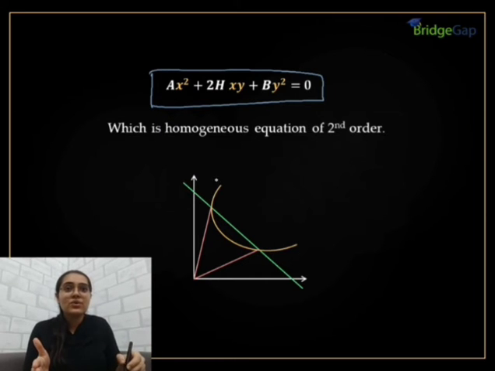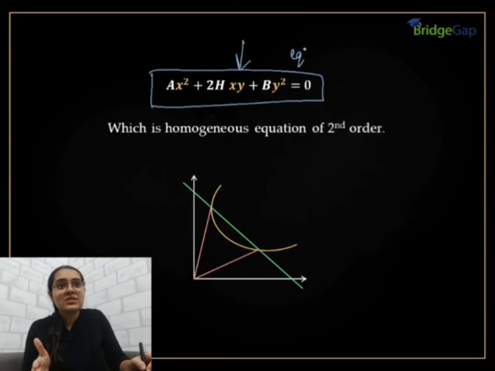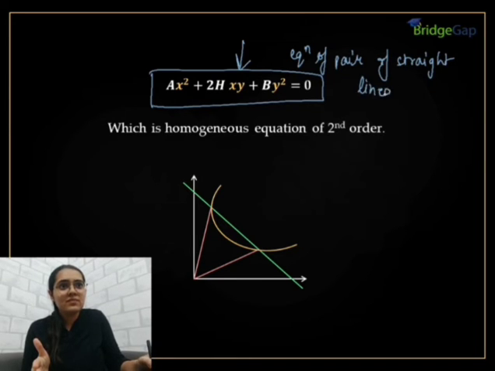And what do we know here? That this equation represents the equation of a pair of straight lines passing through the origin.